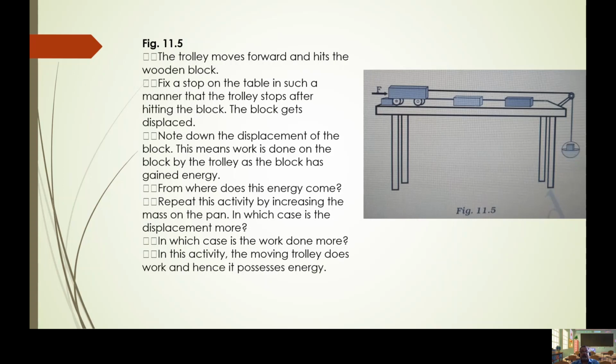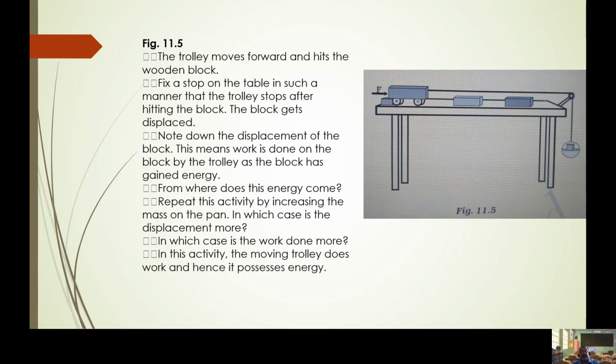Here in figure 11.5, the trolley moves towards and hits the wooden block. Fix a stop on the table in such a manner that the trolley stops after hitting the block. The block gets displaced. Note the displacement of the block. This means work is done on the block by the trolley, and the block has gained energy. From where does the energy come?